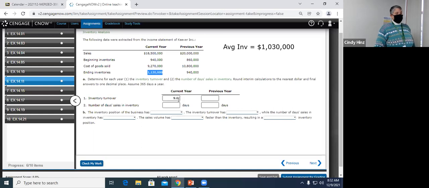So Heaver, in the current year, turned their inventory 9 times. On average, they sold through their inventory 9 times in total during the year.